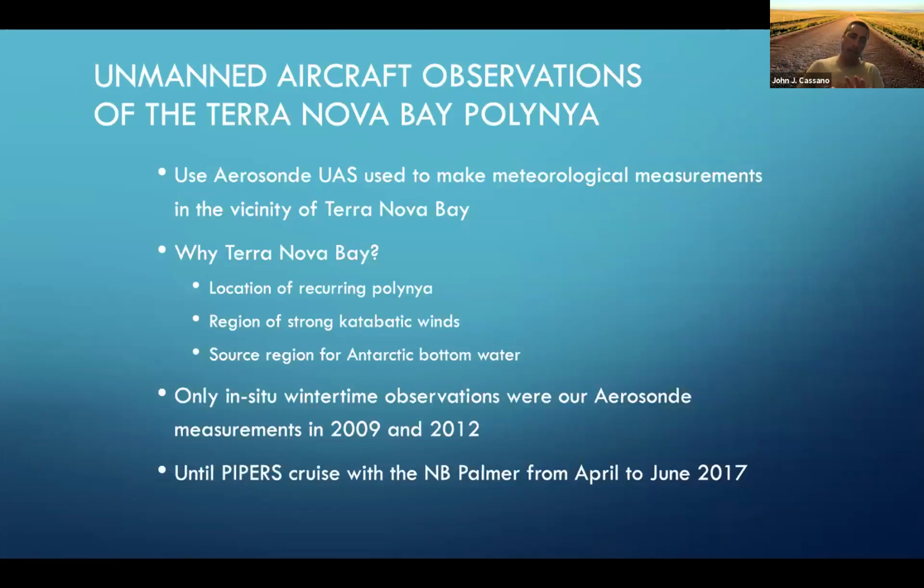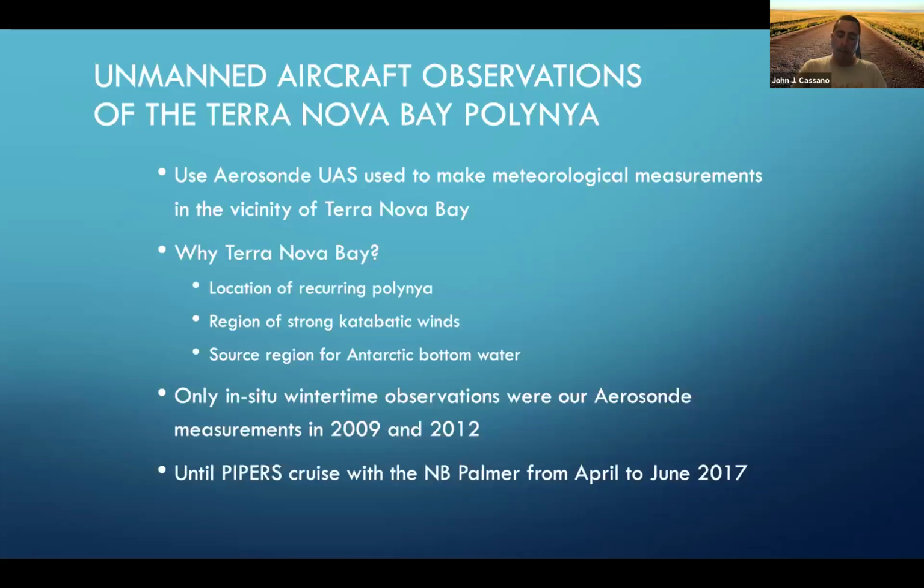So I'll now change from talking about work that we've done with the automatic weather stations, and talk a bit about work that we've done with unmanned aircraft, with drones. We've had a couple of different campaigns that we've led in the Antarctic. The first one I want to talk about is the first one that we did. So we had 2 field campaigns in September of 2009 and September of 2012, where we went to McMurdo Station on Ross Island, and then we flew Aerosonde unmanned aircraft from McMurdo Station up through McMurdo Sound, the western Ross Sea, to a location called Terra Nova Bay.